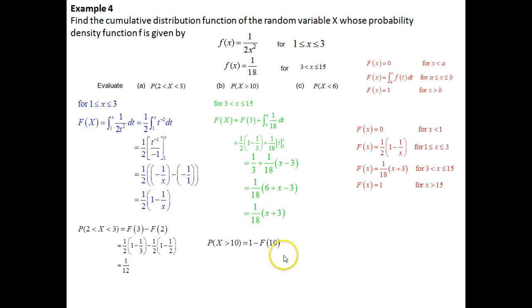X greater than 10, I've got to use my cumulative distribution function. So it's 1 minus up to 10. The capital F means up to the value 10. So put the 10 into the second function, and I get 1 minus 13 over 18, which becomes 5 over 18. Less than 6 is F of 6, which is in the second one, and it's cumulative up to the point 6. So I'm getting that value for the probability up to the point 6.